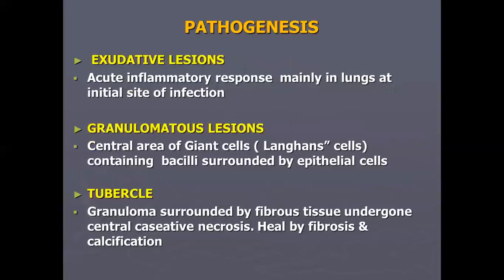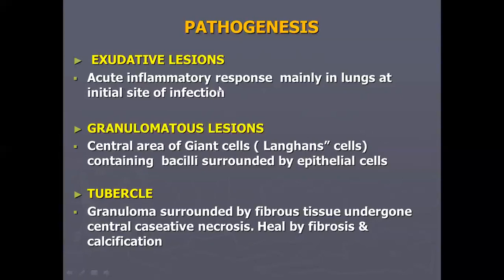Now, with reference to the lesions, Mycobacterium tuberculosis produces 2-3 different types of lesions. It produces exudative lesions, which are really the acute inflammatory response of the body, and it occurs mainly in the lungs, because the main site of infection is the upper portion of the lungs where oxygen is abundant. At the initial site of the infection, it really has the exudative lesions.